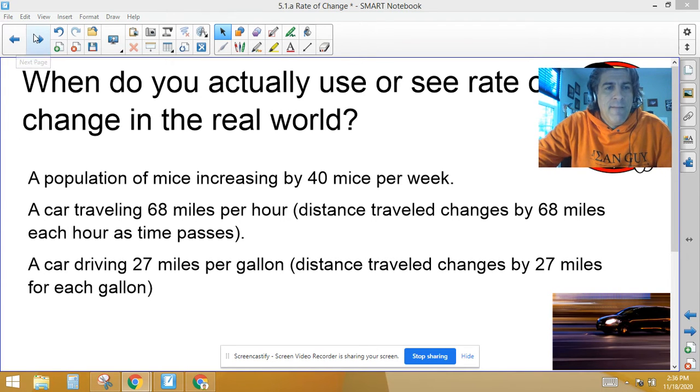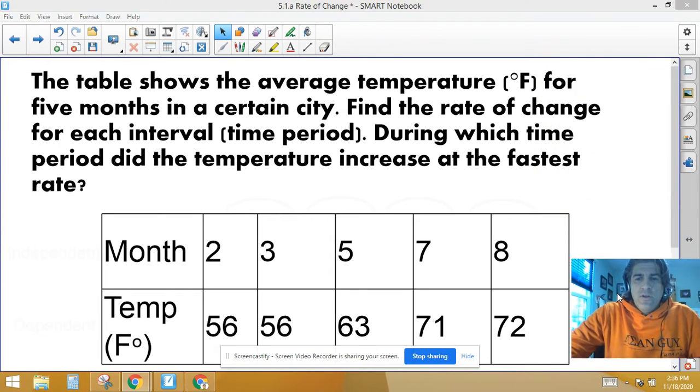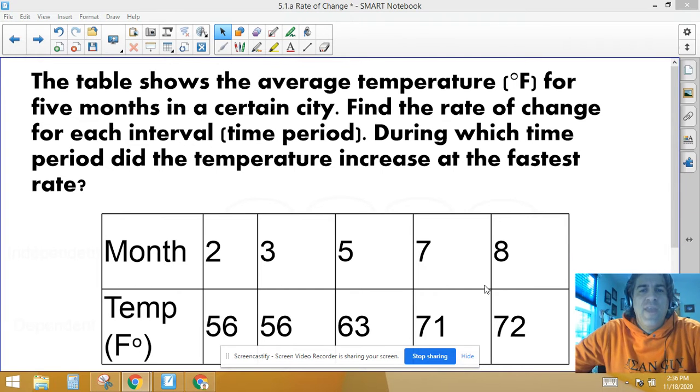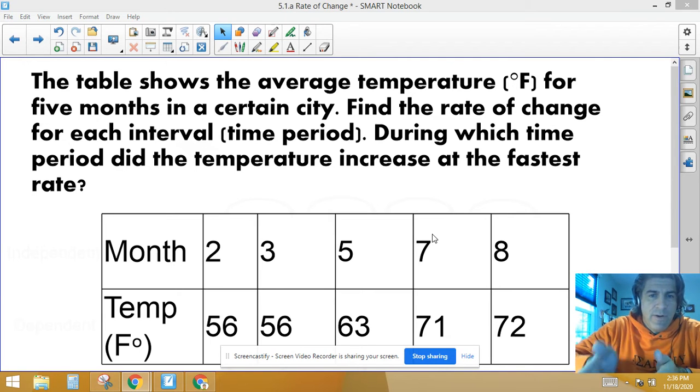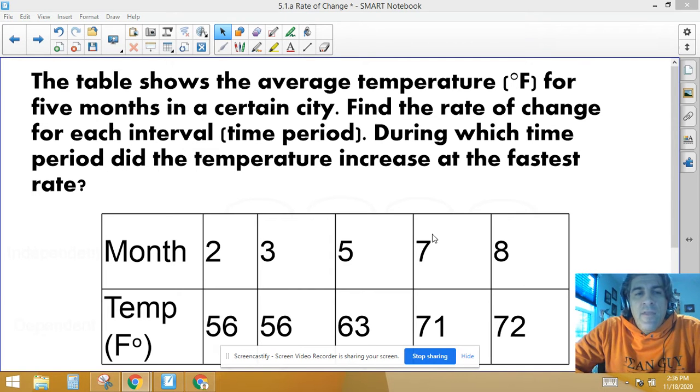All right. So let's take a look. See here. This table shows the average temperature of a certain city over certain months. We have to do a couple things. Find the rate of change for each time interval, which is pretty much a time period. And then during which time period did the temperature increase the fastest? So let's take a look.